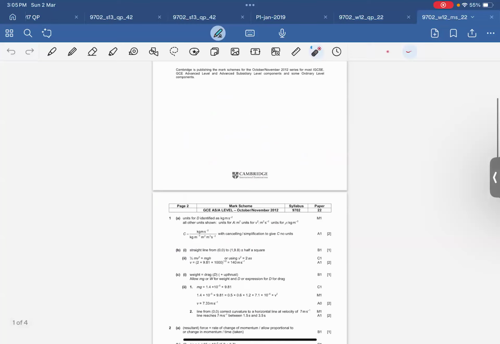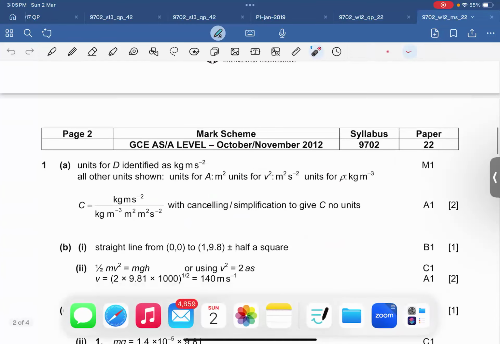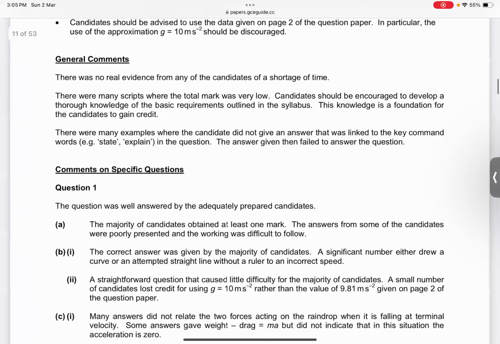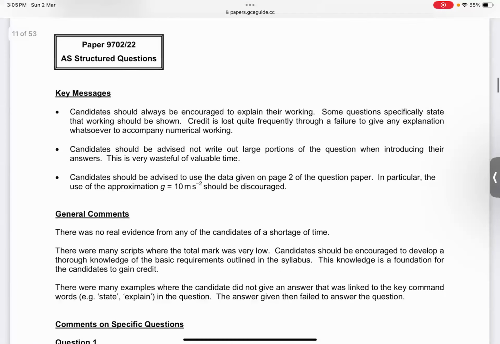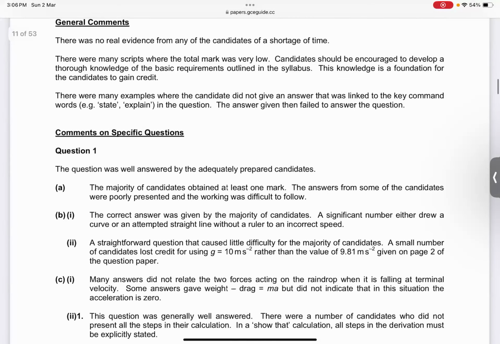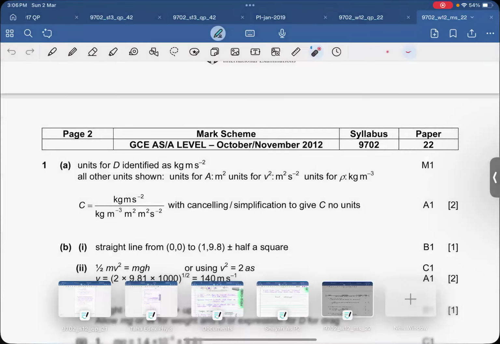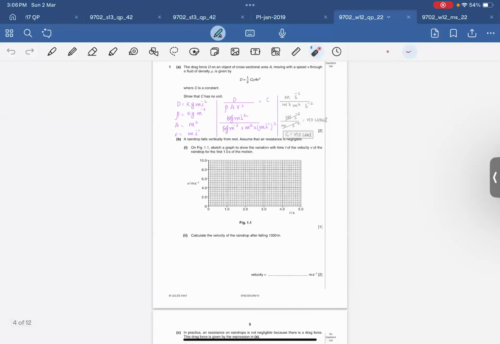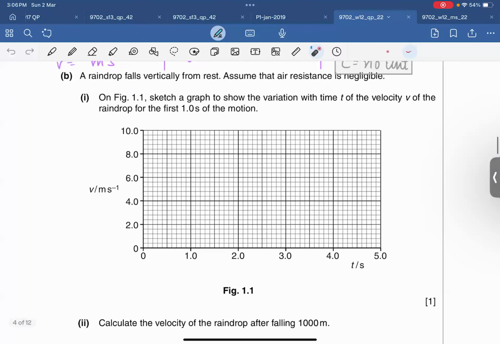I can show you the examiner's report on that. We are doing 22. Just for part A, the majority of the candidates obtained at least 1 mark. The answers from some of the candidates were poorly presented and the working was difficult to follow. So please keep in mind you have to present it perfectly. Guys, is that clear? Okay, let's move on. Gulmina, read, please.